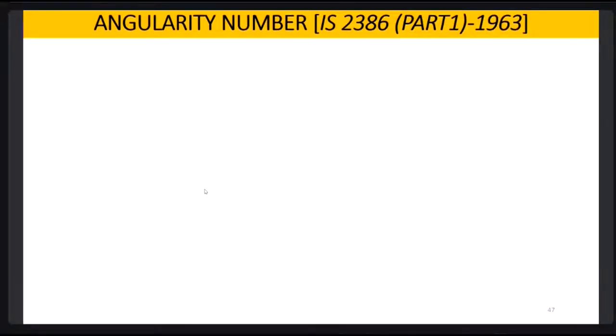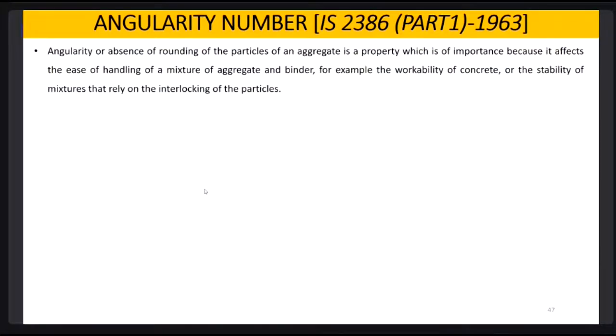So the angularity number tells us whether your material is suitable to be used so that it gets good bonding between the corresponding aggregates and also with the binder. That's where the angularity number comes into the picture. By definition, it is the property that affects the ease of handling a mixture, for example the workability of concrete, or the stability of mixtures, which relies on interlocking. If there is not sufficient interlocking, then the material won't be stable.